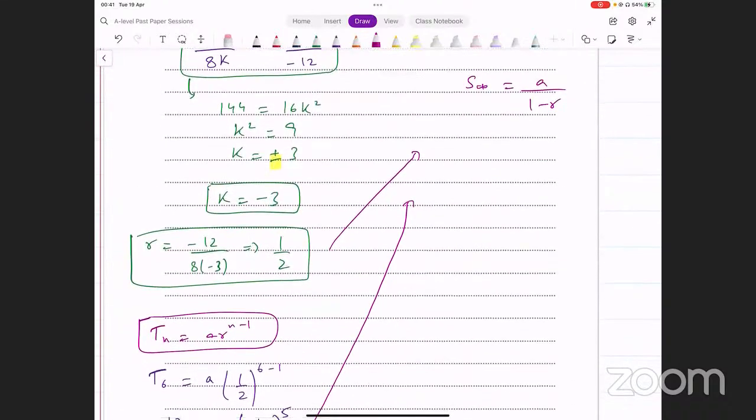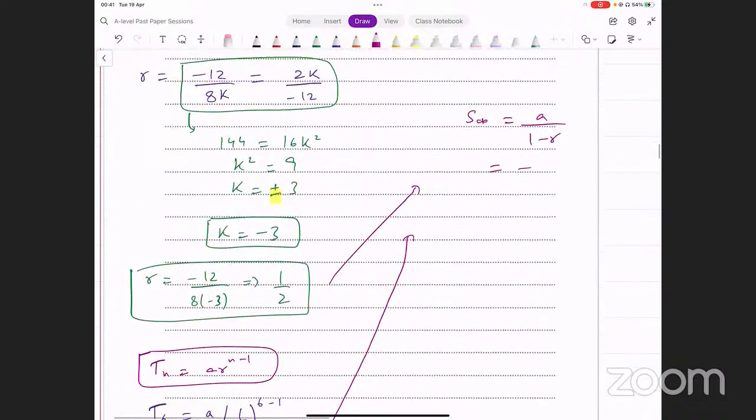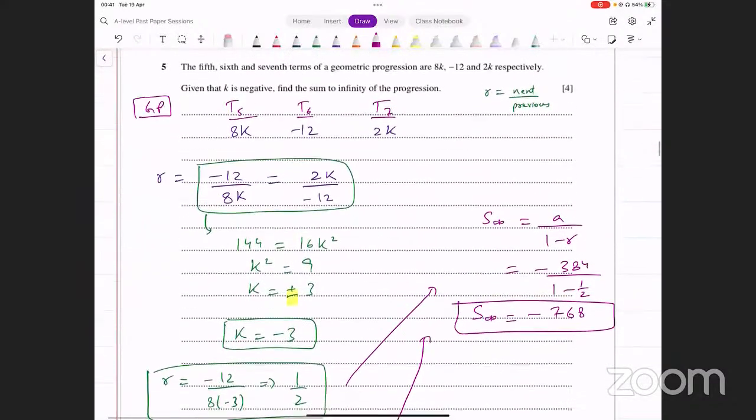रेशियो इनपुट करनी है और ये सम टू इन्फिनिटी फॉर्मूला इनपुट करना है. A is -384 divided by 1 minus the ratio. Ratio is 1 over 2, and that gives you something. 384 times 2, which is -768. That's the sum to infinity that you've got for this. ये आपको figure out करना. ठीक है? This was question number 5 from this paper.